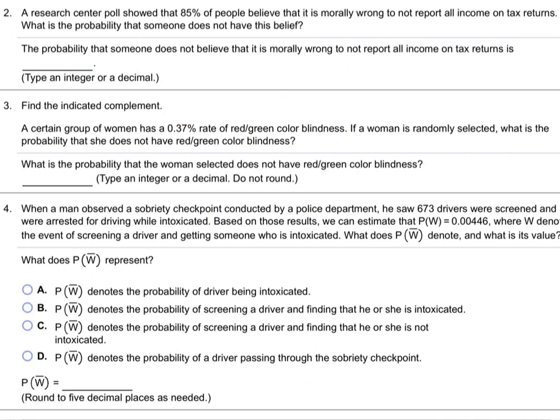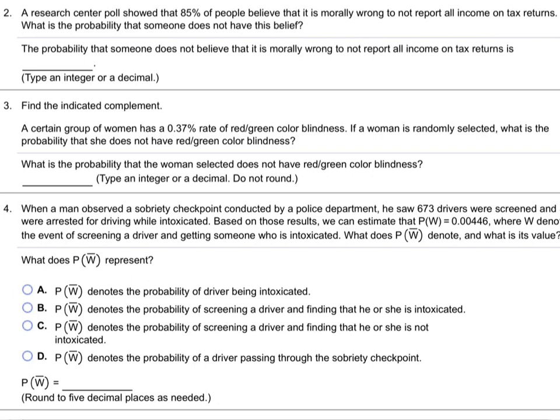Number 2. A research center poll shows that 85% of people believe that it is morally wrong to not report all income on tax returns. Timely time of the year, huh? Sorry, I feel like making jokes about taxes. I shouldn't. All right. What is the probability that someone does not have this belief?